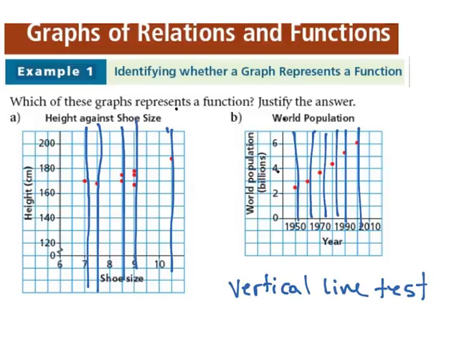First, there are 1, 2, 3, 4, 5, 6 vertical lines, and each one of them touches a point. Only one. Therefore, it's a function. However, in part A, this line right here touches 2 points, while this vertical line touches 3. It breaks the rules. It can only touch one. Therefore, it's not a function. This graph is not a function.